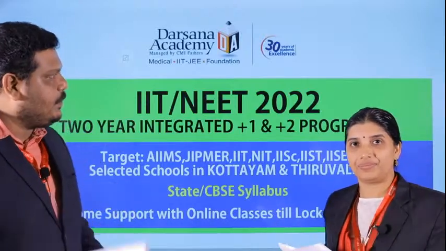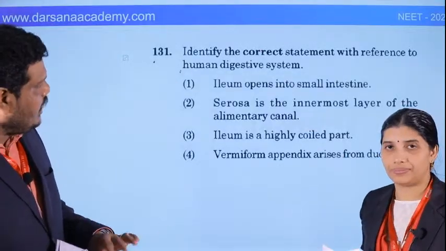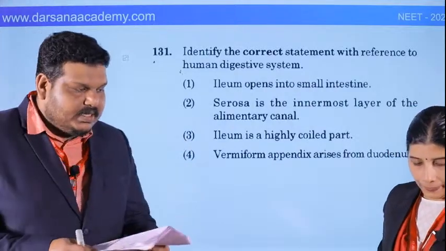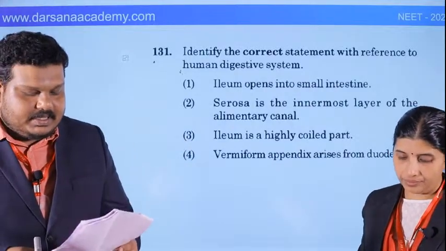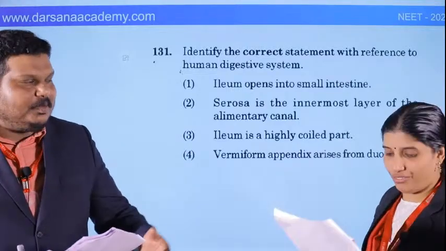Okay, so let's move on to the next question. That is related to zoology. I think the question was skipped. Which question? The 130th question: identify the wrong statement about ABO blood grouping. Okay, no problem. This is from the chapter on principles of inheritance.